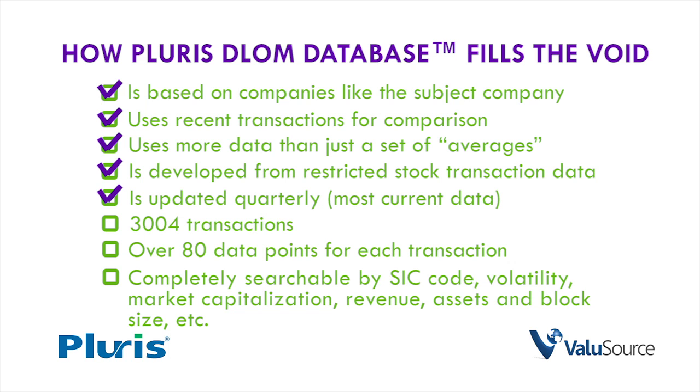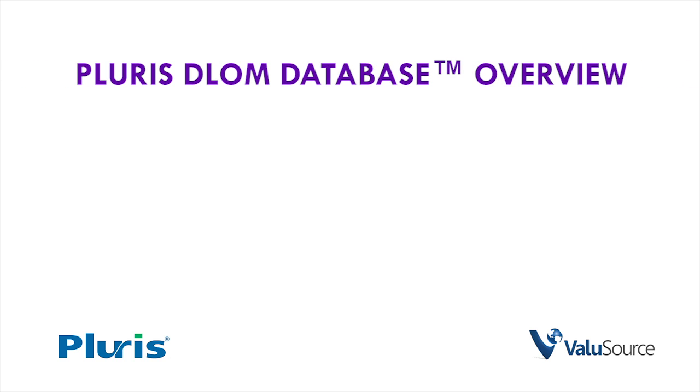For example, you can search by SIC code or by size or risk or volatility or some other type of measure, but then you wind up getting down to really small samples. You might only find one or two that have any kind of reasonable amount of comparability, and that could be a transaction that's 10, 20, even 30 years old. So we created the Pluris DLOM database to close this gap and address this need.